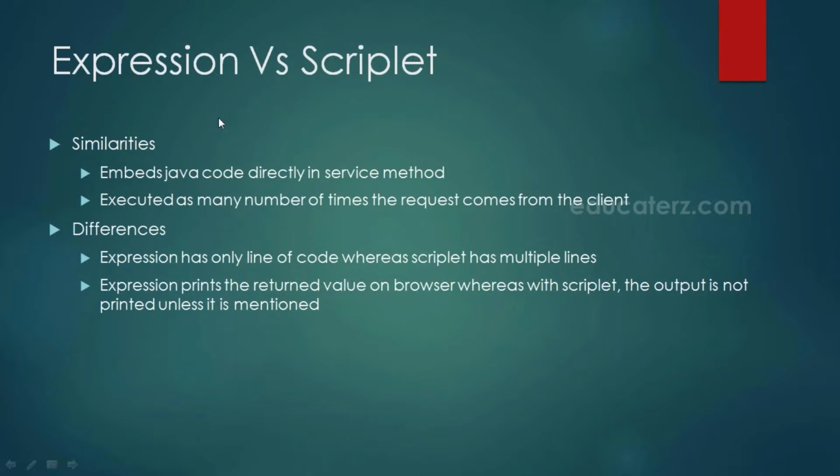There are a few similarities and differences between expression and scriptlet. Let's see the similarities first. Both are used to embed Java code in a service method and are executed as many times as a request comes from the client. But an expression has only one line of code, whereas a scriptlet can have multiple lines. An expression prints the returned value, acting like out.println, but in a scriptlet, the output is not printed unless it is mentioned.